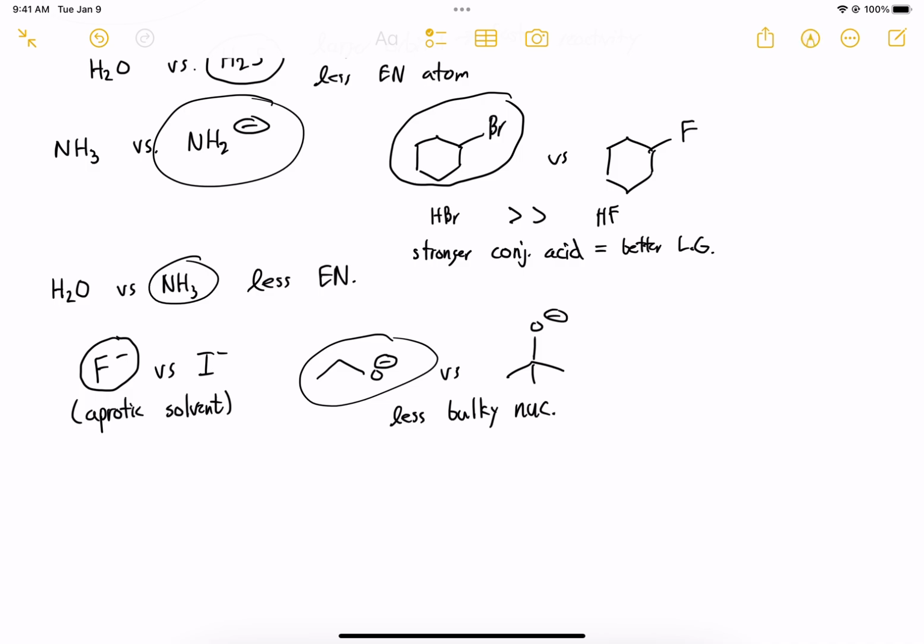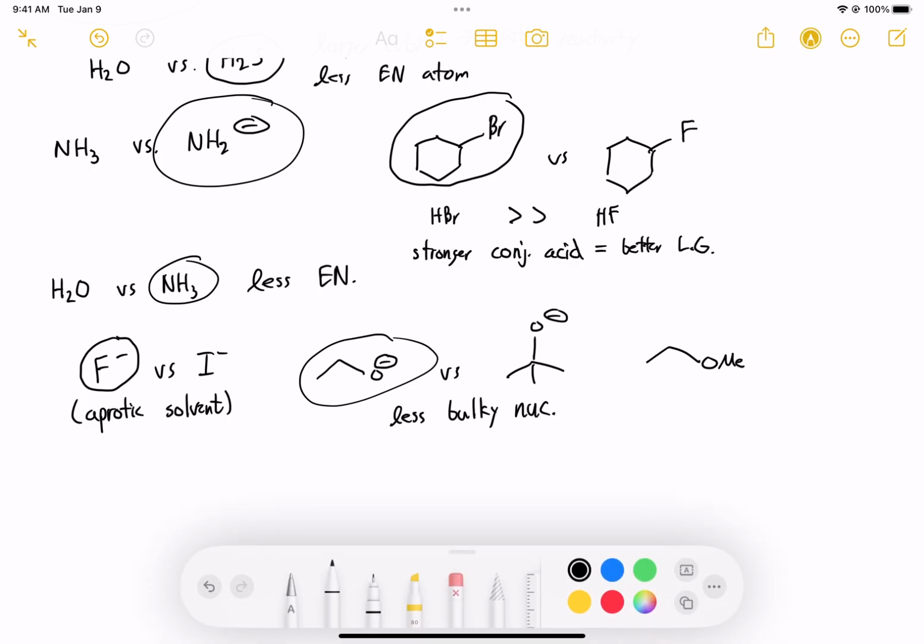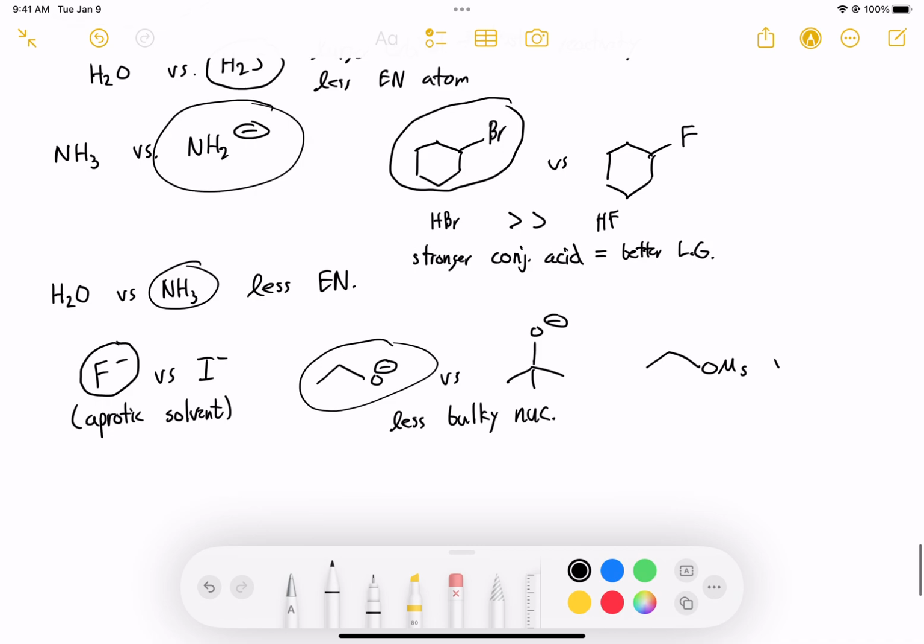All right. So we talked about this one. Whoops, it's not OMe. Sorry. So that's not a methyl group. That's methane sulfonate versus, oops, I think I drew it wrong.